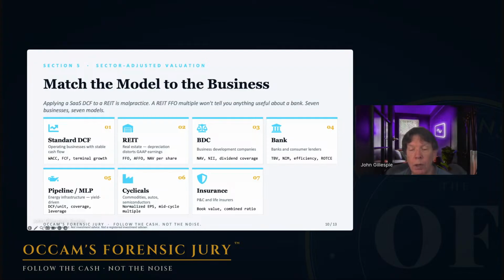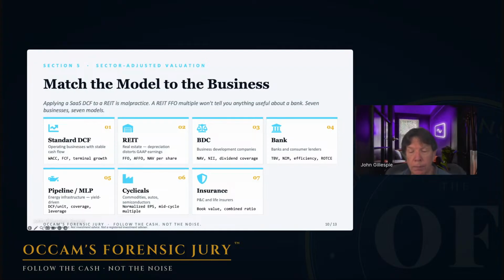WACC, free cash flow, terminal growth. For REITs, use FFO and AFFO and net asset value per share, because GAAP depreciation badly distorts real estate earnings. For business development companies, BDCs, use NAV, net asset value, net investment income, and dividend coverage. For banks, you use tangible book value, net interest margin, efficiency ratio, and return on tangible common equity.